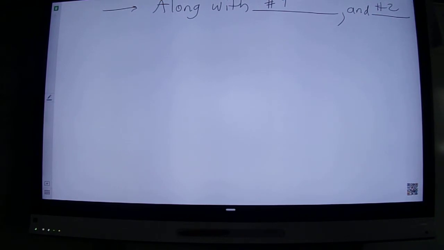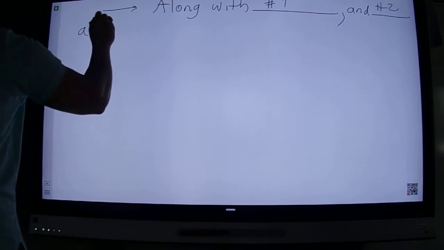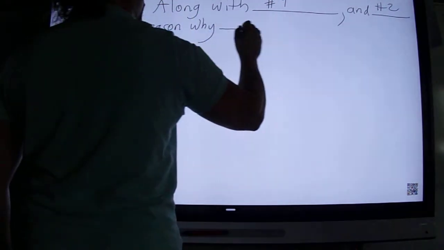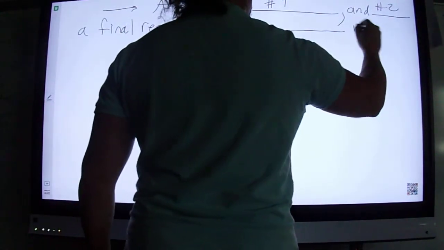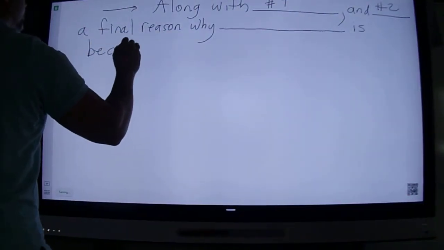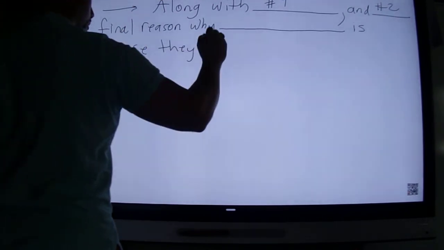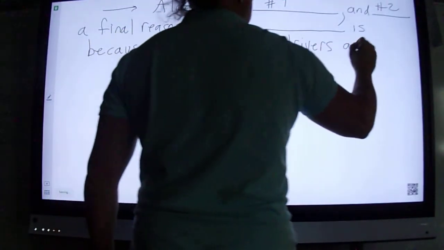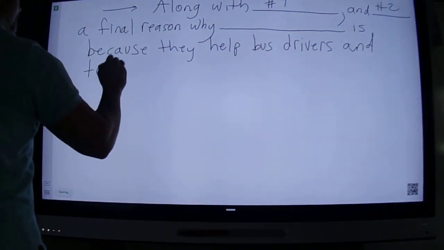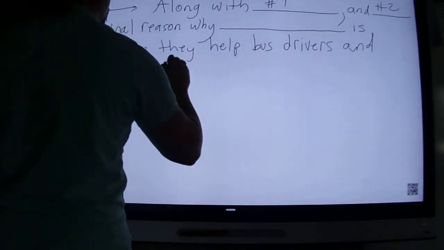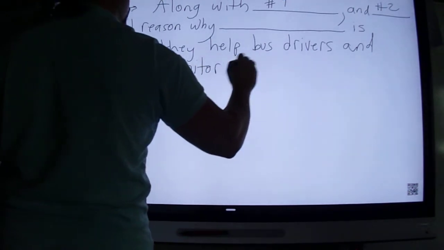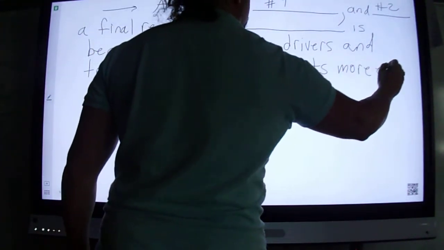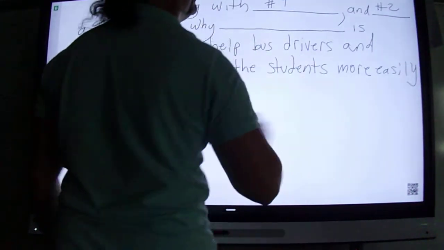We're going to now transition over to a final, call it a final reason why seatbelts are required on all school buses is because they help bus drivers and teachers monitor the students more easily. Okay, more easily. Period.